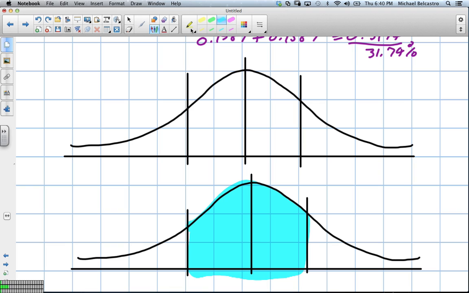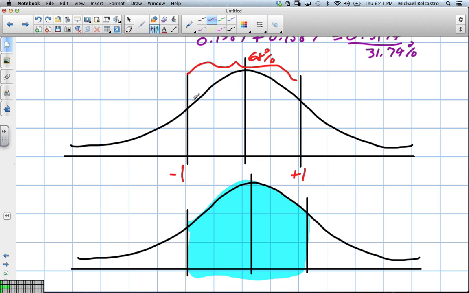Now we're going to use the exact same numbers. We're going to look between one deviation. We already technically know what it's going to be. We already know that this represents roughly 68%. But when we look up our z-score for one deviation, this is minus one deviation, this is plus one deviation, we look up our z-scores again.